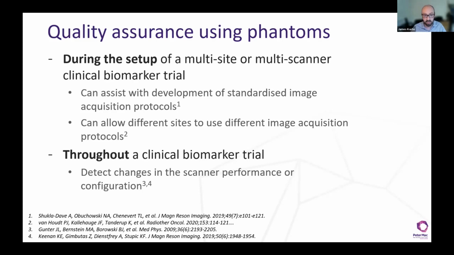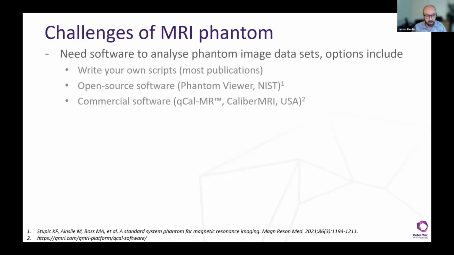In addition to using these during setup, there's also the ability to use them throughout the clinical trial. They have been demonstrated to detect changes in scanner performance or configuration over time. Sometimes your MRI manufacturer will come in and do a service, and they might change some settings. Or there might just be some damage to your scanner over time, such as one of the coil elements in one of your coils getting broken or a bit degraded. This type of ongoing measurement throughout your trial, which might run for two or three years, can allow you to pick up some of these things and ensure that your data is actually good and consistent throughout the whole trial. So yeah, I think phantoms are great.